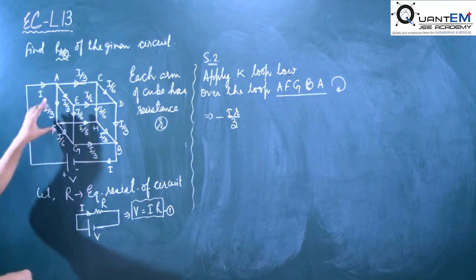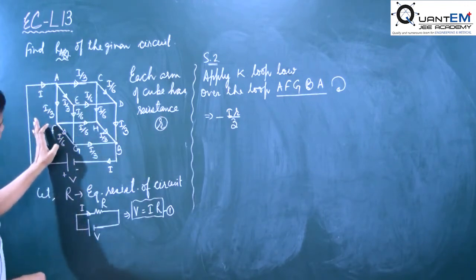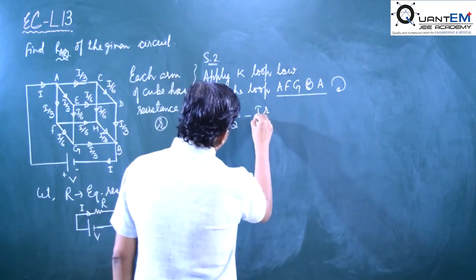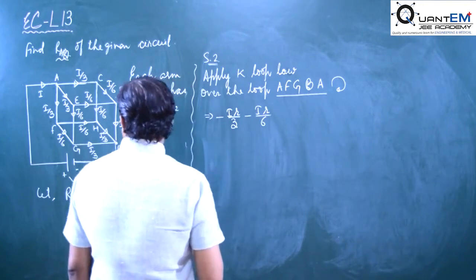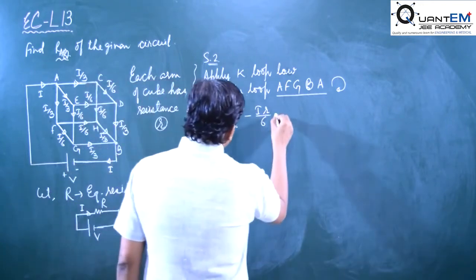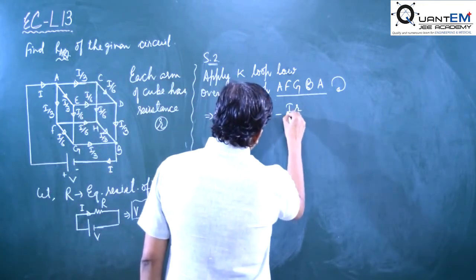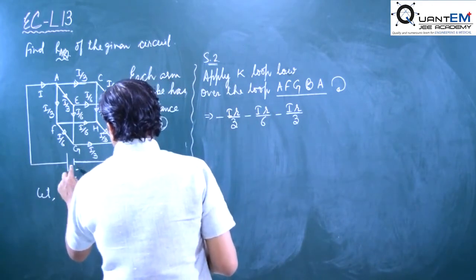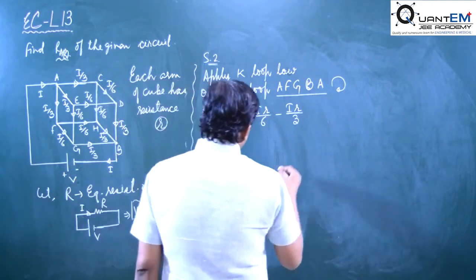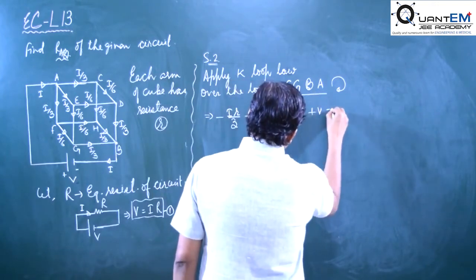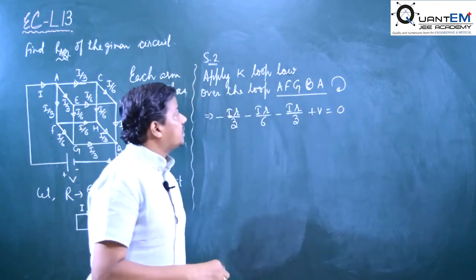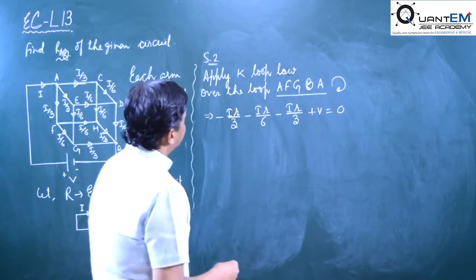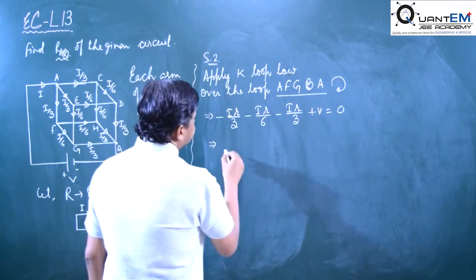Now A to F we have covered. F to G, current is I by 6, so minus IR by 6, current into resistance. Then G to B, it is again minus IR by 3. Then we come to the negative to positive terminal of the cell, and the source potential we have is V, and the total sum must be 0. Sigma E plus sigma V is equal to 0. Now we simplify it.